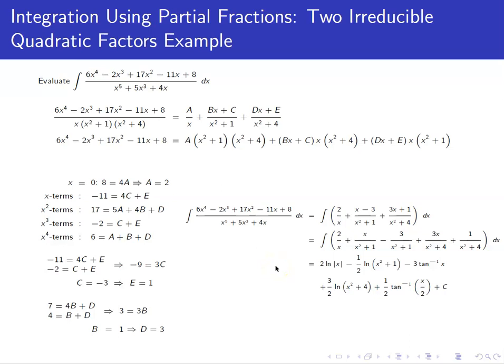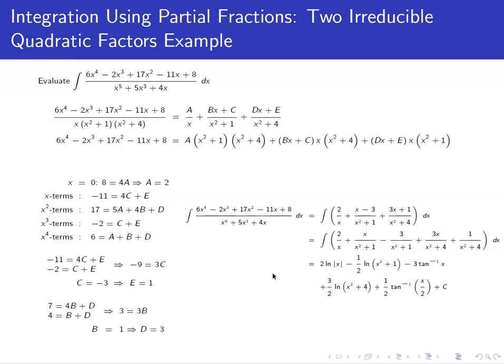In this video, we're going to look at an integration using partial fractions where we have two irreducible quadratic factors in the denominator. So we're being asked to evaluate the integral of 6x to the fourth minus 2x cubed plus 17x squared minus 11x plus 8 over x to the fifth plus 5x cubed plus 4x. Again, we notice that we have a proper rational function, so we don't need to worry about doing polynomial long division to start.